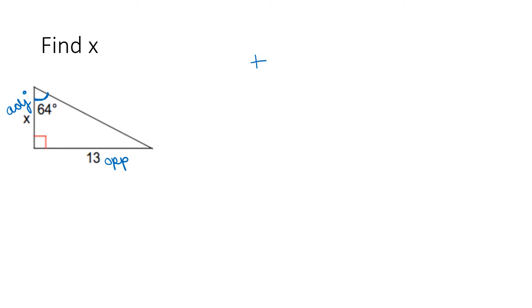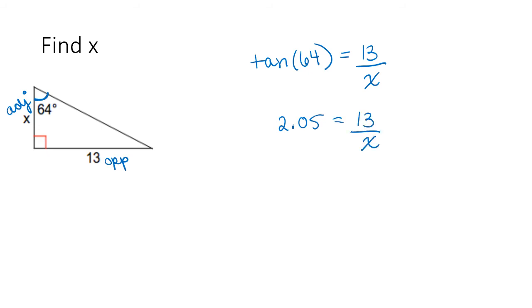I know that tangent ratio is opposite over adjacent, so I know that the tangent of 64, the tangent of that angle, has to equal the ratio of the leg opposite to it to the leg adjacent to it. Then I'm going to use my calculator to find, well, what is the tangent of 64? That gives me 2.050. That turns into a proportion I can solve. I can just put 2.05 over 1, cross multiply, and then find my answer by dividing 13 by 2.05. My answer is 6.341.